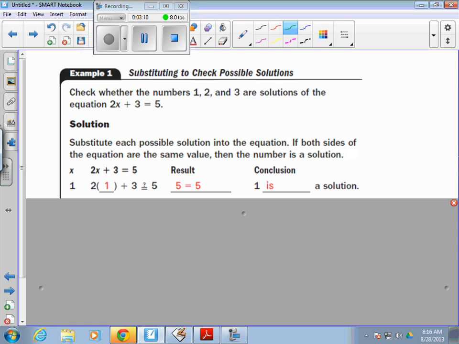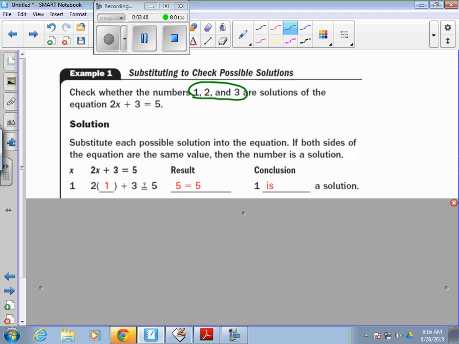Example number 1 says substituting to check possible solutions. This is where the mental part comes in. It says check whether the numbers 1, 2, and 3 are solutions of the equation 2x plus 3 is equal to 5. Now, this is a two-step equation, and we haven't talked about undoing equations yet, but mentally you can think about it. What do I have to multiply by 2 and then add 3 to get the number 5? So it says substitute each possible solution into the equation. If both sides of the equation are the same value, then the number is the solution. And here are the 3 numbers that you check.